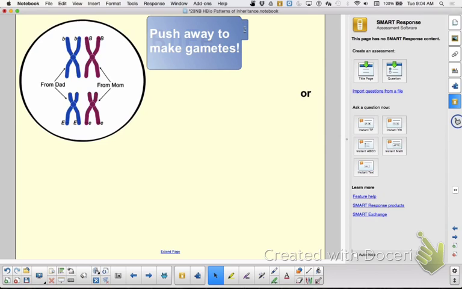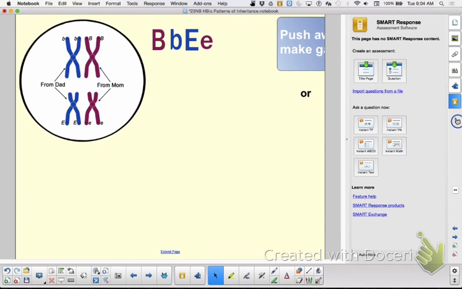How would you write the genotype for this individual? What stage are they in right now, by the way? Metaphase 1. Exactly. Thank you. Okay, you ready? Did you write that? Yes. Okay. Now, let's talk about why it came up that way.